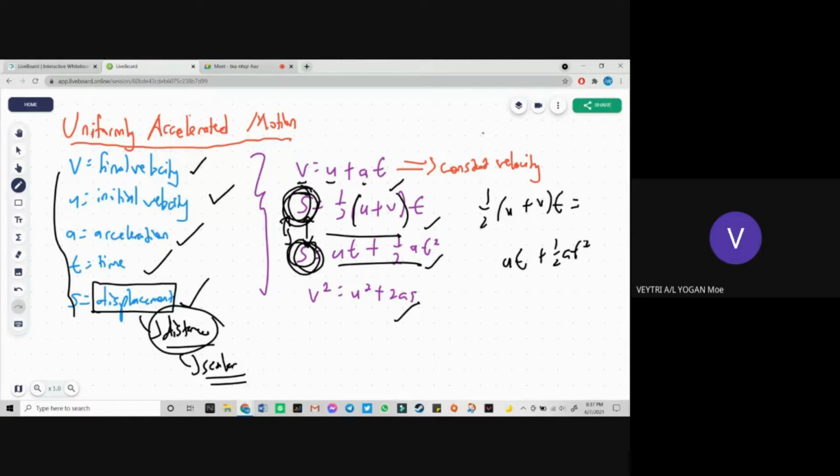Number 2, kalau V equals to U plus AT or whatsoever, kalau dia cakap at constant velocity kan sebelum ni kita dah belajar. The moment they talk about constant velocity, ada tak acceleration? No acceleration. Okay? When the moment there's no acceleration, A is 0. Tak payah duk susah-susah fikir apa value T. Kenapa? 0 darab dengan apa-apa value kat sini pun akan jadi 0.